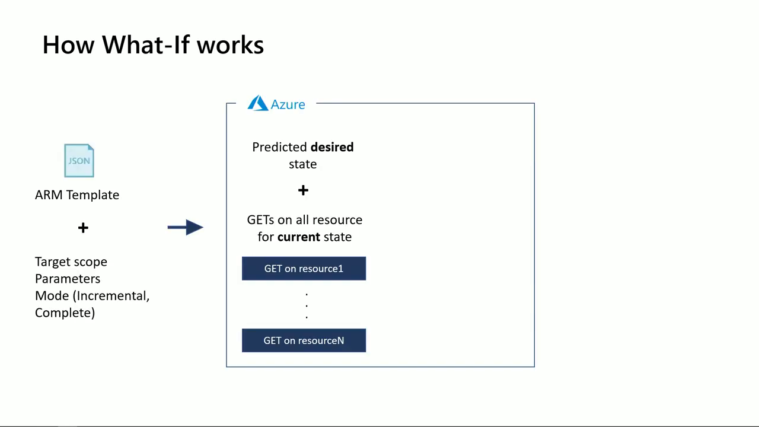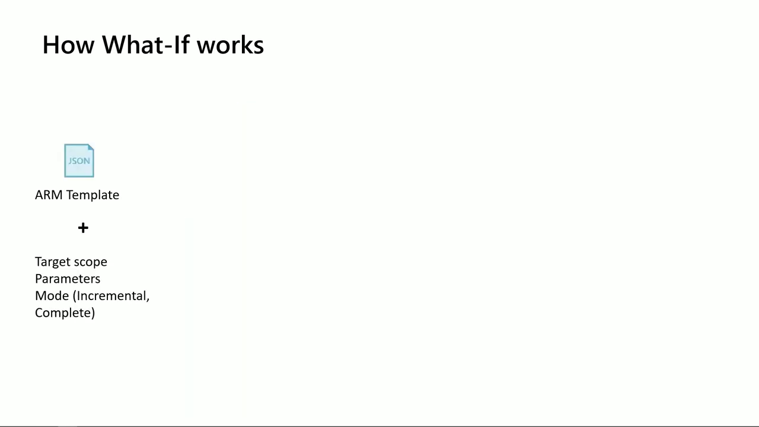So I'm going to walk you through how What If works, and then we'll do a demo of it. In order to do a What If call, I need to know everything about the template. So we need the ARM template. We need the target scope, so what resource group or subscription or management group or tenant that you're going to deploy it to. I need a parameters file or the parameters to be listed, and I need the deployment mode, which for most people is incremental, but some of you may also be doing complete mode deployments.